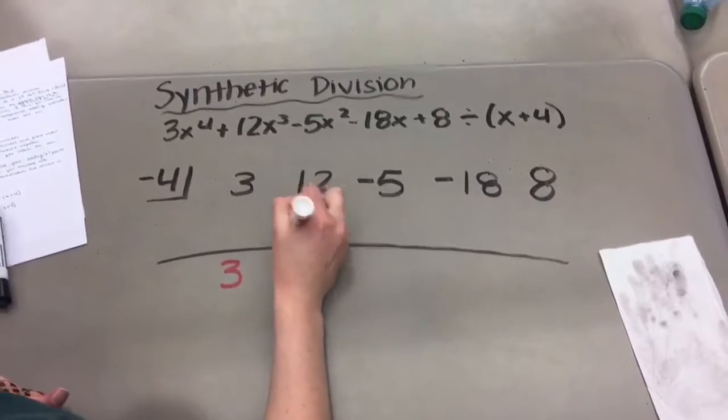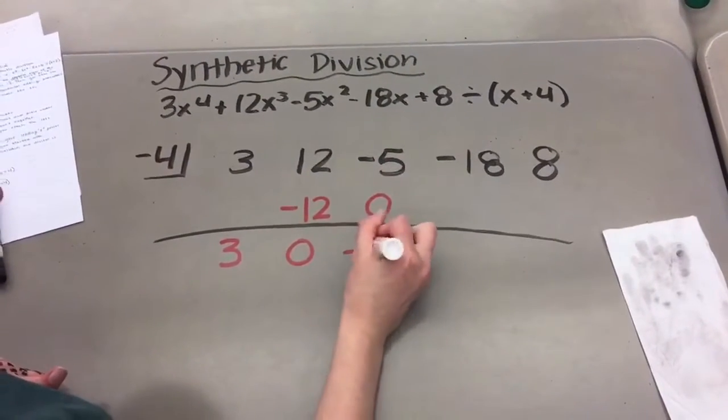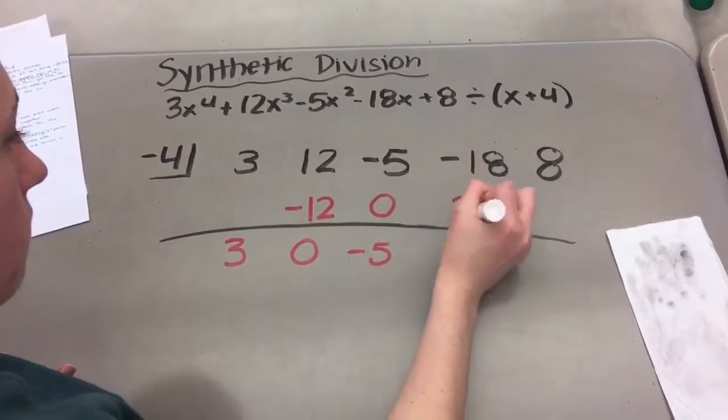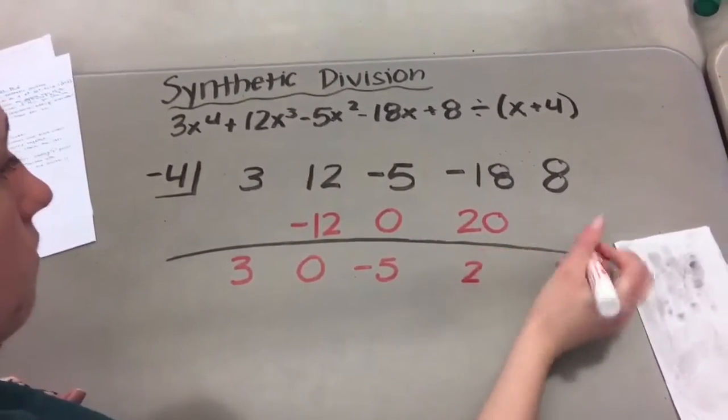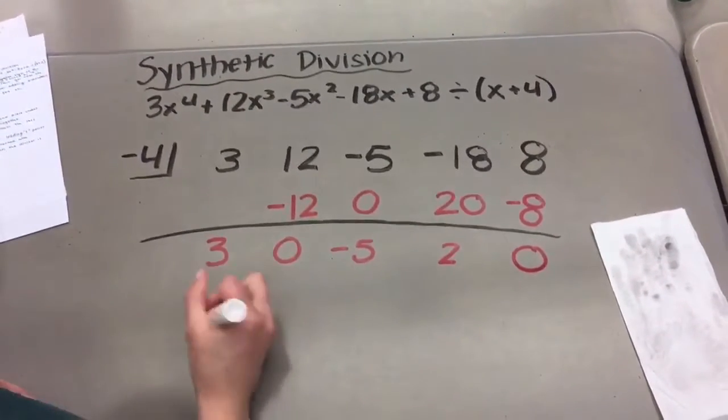Multiply that by negative 4, which is negative 12. Add 12 and negative 12, which equals 0. Multiply 0 by negative 4, which is 0. Add negative 5 and 0, which is negative 5. Multiply negative 5 and negative 4, which equals 20. Add negative 18 and 20, which equals 2. Multiply 2 by negative 4, which is negative 8. Add 8 and negative 8, which is 0.